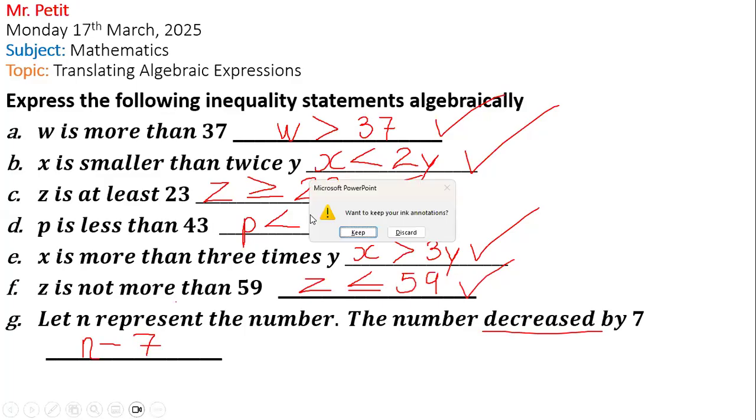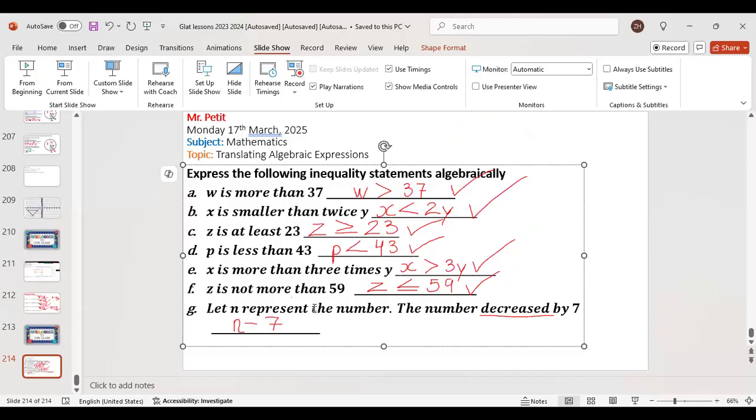All right. How many persons had that N minus 7? Let me know if you had that N minus 7. Not me. Oh, yeah, I did. Very good. All right.